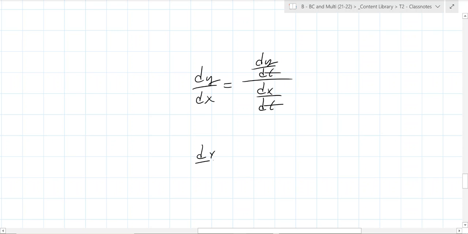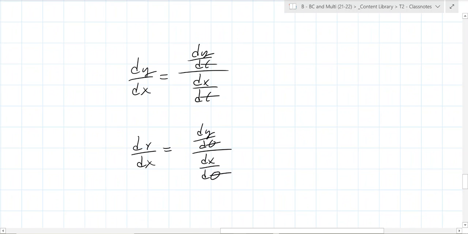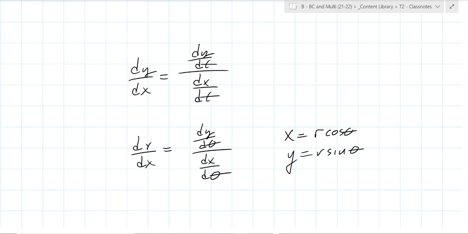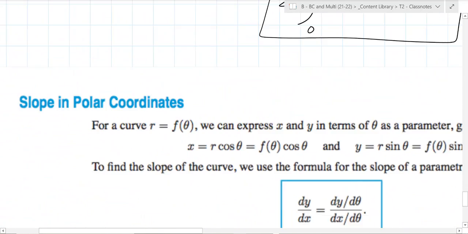So what do you think dy/dx is now, if it's in polar? Anybody just want to guess? It's pretty much identical. dy/dθ over dx/dθ. That's all it is. And remember, what does x equal? R cosine theta. And what does y equal? R sine theta. So if you have these pieces of information, it's pretty much identical to what you did in parametric. The differentiation becomes a little bit more complicated. That's it. But this is not new. It's very, very similar. Instead of t, we're plugging in theta.